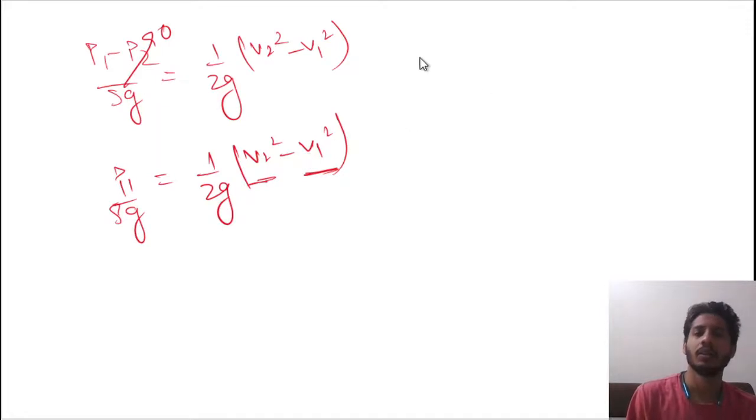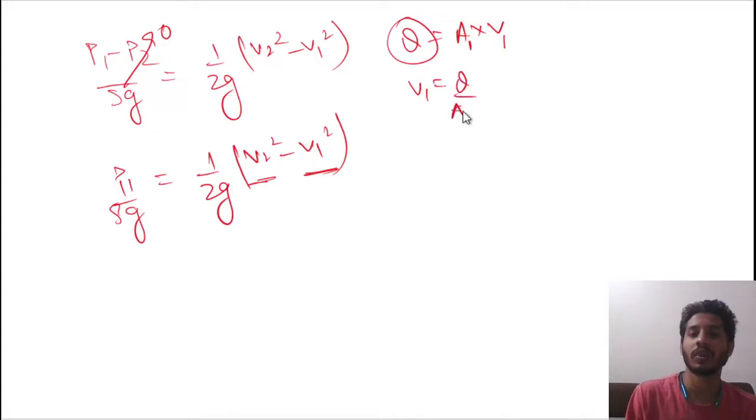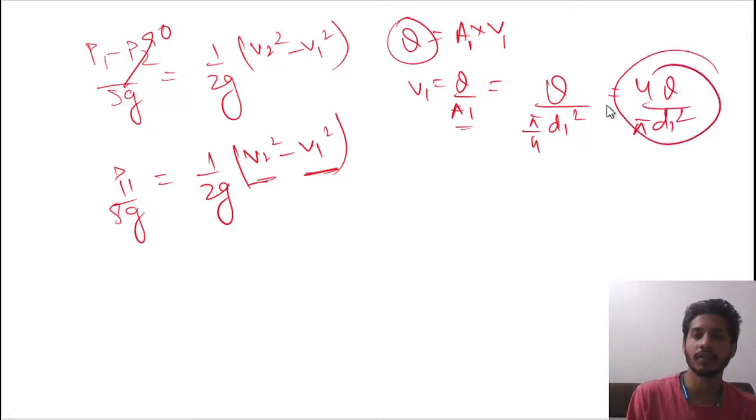How? Discharge Q is equal to area into velocity. We have area A1, and discharge remains constant. This is the velocity V1. We can find V1 is equal to Q upon A1. Area is pi by 4 into d1 square, so we can write it as 4Q upon pi d1 square. Remember this directly, it will be easy for you.